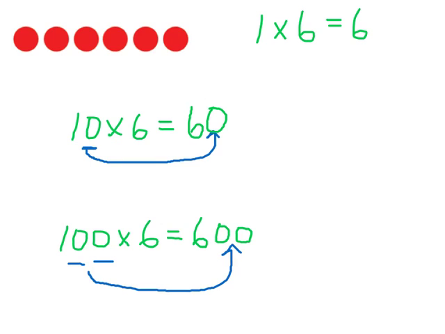It's a very simple rule to follow. If there is 1 zero in the question, then there'll be 1 zero here in the answer, if it's just a simple 10 times 6. If there are 2 zeros in the question here, like in the number 100, then we're going to have 2 zeros here in our answer. So we use the basic multiplication of 1 times 6 to help us answer 10 times 6 and 100 times 6.